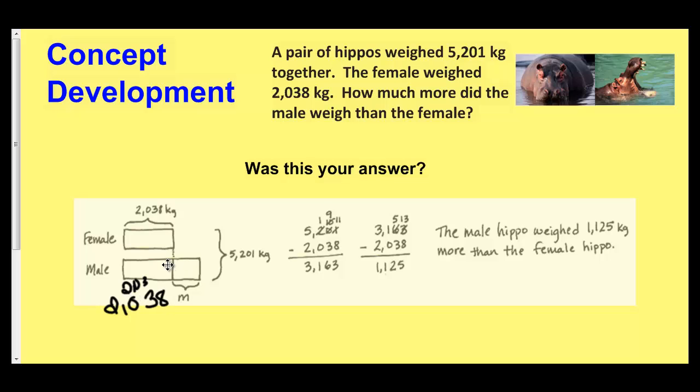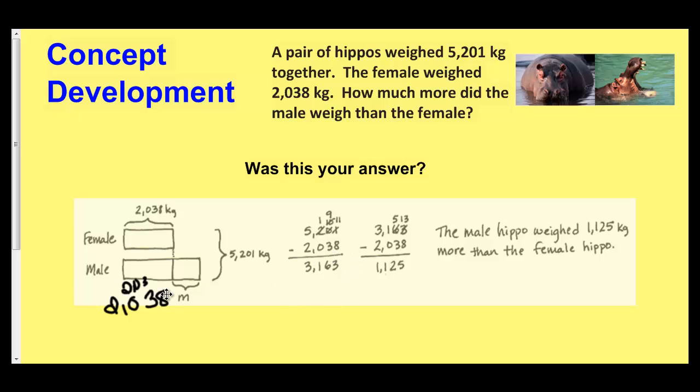2,038 kilograms. And I'm trying to figure out this right here. But I don't know anything about the male other than this. And I know the female weighs 2,038. And I'm trying to figure out this part right here. So the first thing I'm going to do is I'm going to take the total amount that they weigh together. And I'm going to subtract this 2,038. That gives me 3,163 pounds.